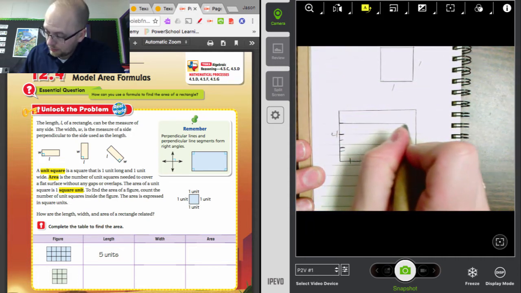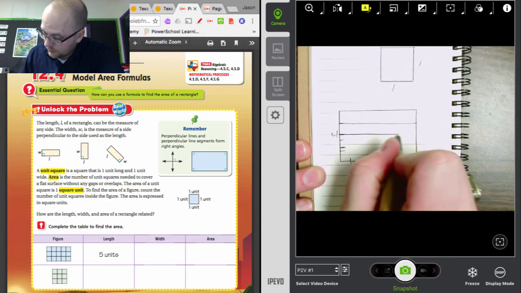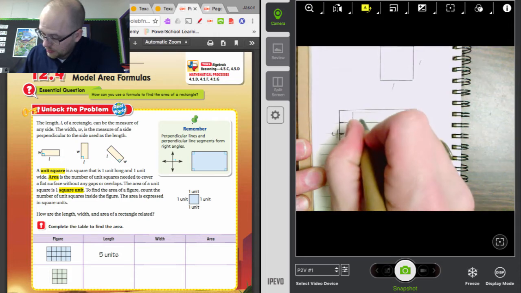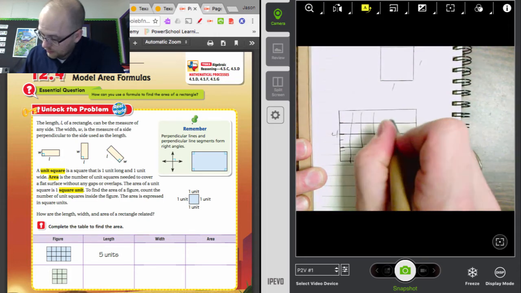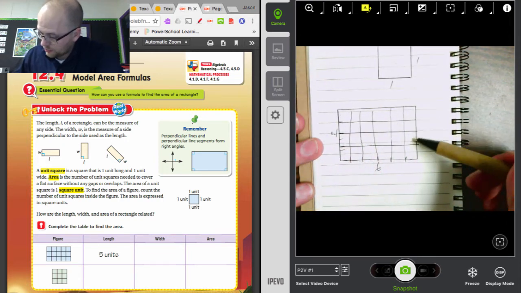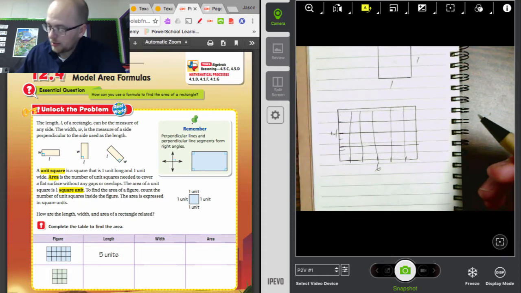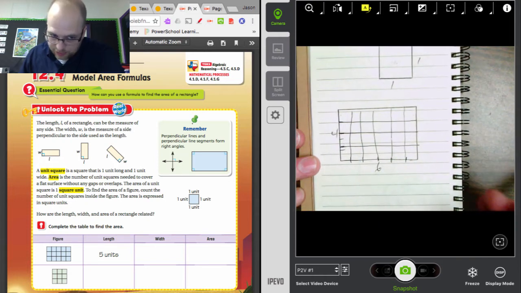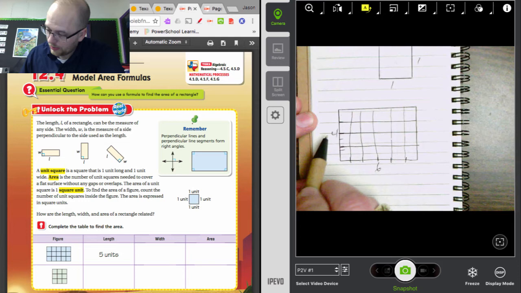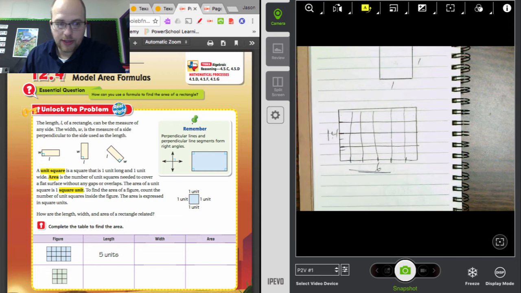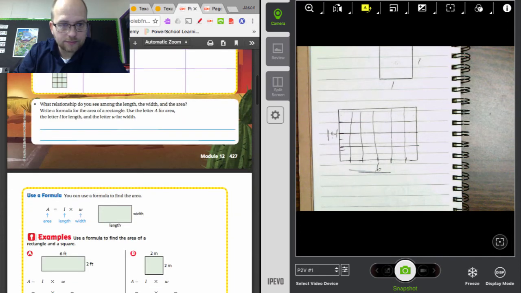Well, if I were to connect those lines all the way across, what would I get? It would look something like a grid, wouldn't it? 1, 2, 3, 4, 5, 6, and 1, 2, 3, 4. If I've got 6 rows of 4, what is that? That's nothing but an array. That's a multiplication problem. So if I know the length of a rectangle and the width of a rectangle, I can write a formula to find out the area of that rectangle.